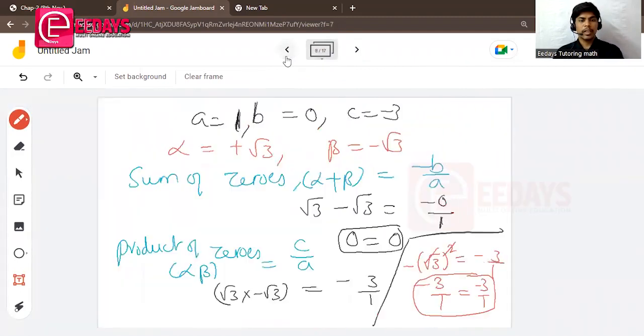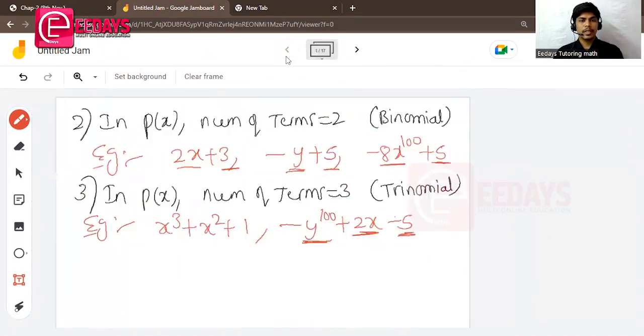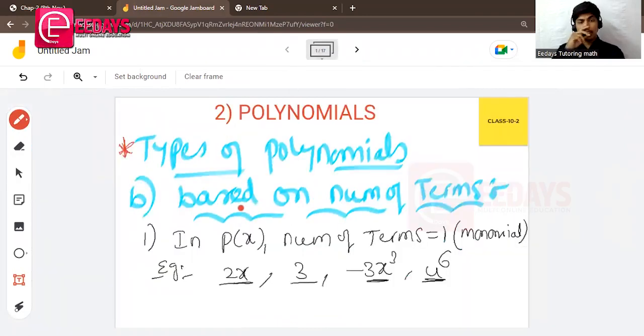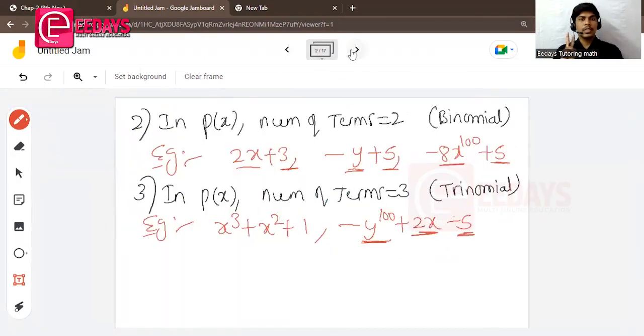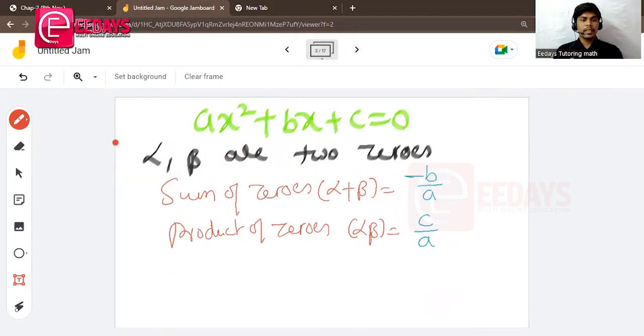Let's summarize where we started. We just started with the types of polynomial based on the number of terms. If the number of terms is 1, we can call it a monomial. If the number of terms is 2, we call it a binomial. If the number of terms is 3, we call it a trinomial. And this is the general form: ax square plus bx plus c is equal to 0. For quadratic polynomial, sum of zeros is equal to minus b by a, and product of zeros is equal to c by a.